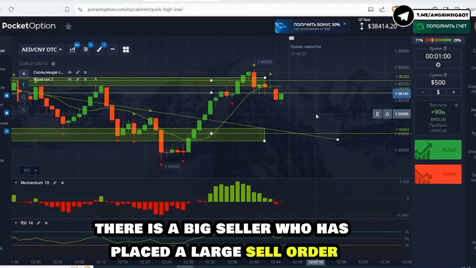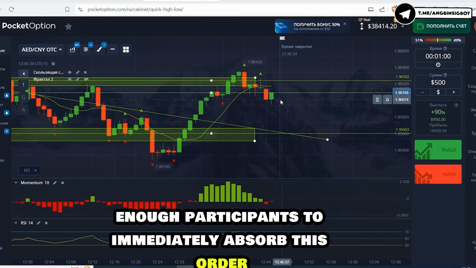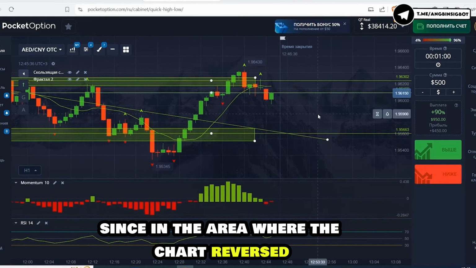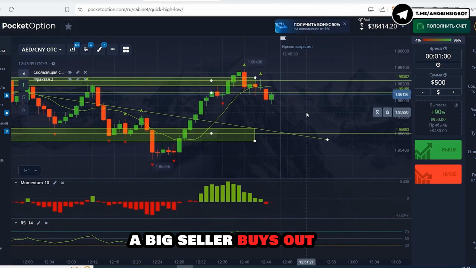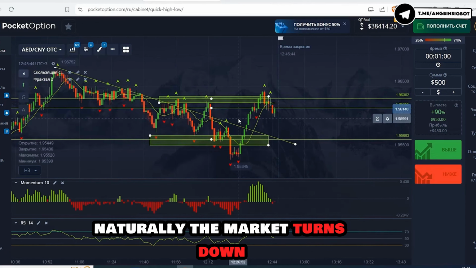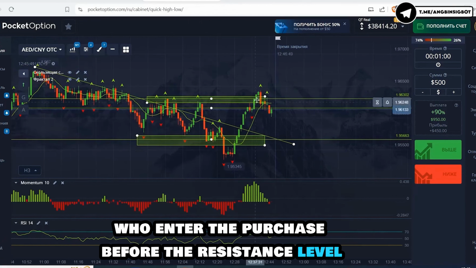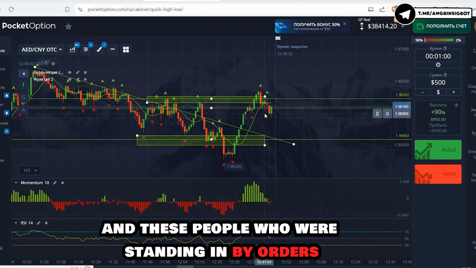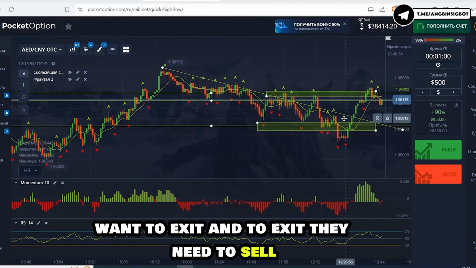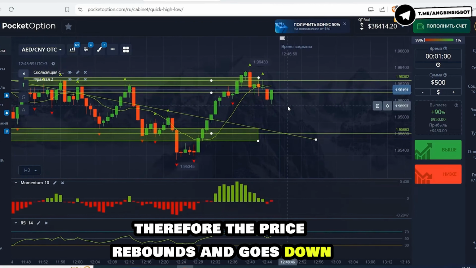Here, there is a big seller who has placed a large sell order, and in the market, there are not enough participants to immediately absorb this order. In the area where the chart reversed, a big seller buys out all those willing to enter a purchase. Naturally, the market turns down because this big seller buys all the positions of people who entered a purchase before the resistance level. And these people who were standing in buy orders want to exit, and to exit they need to sell. Therefore, the price rebounds and goes down.